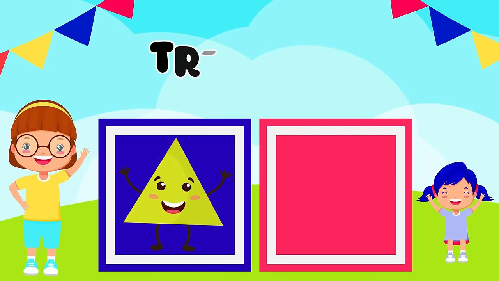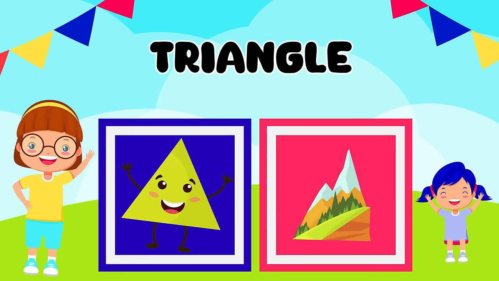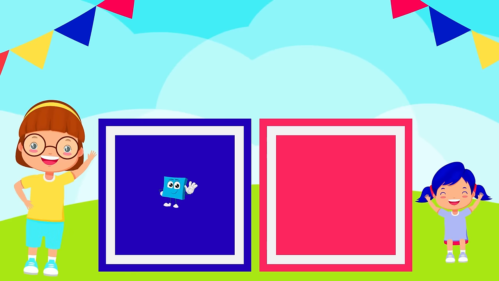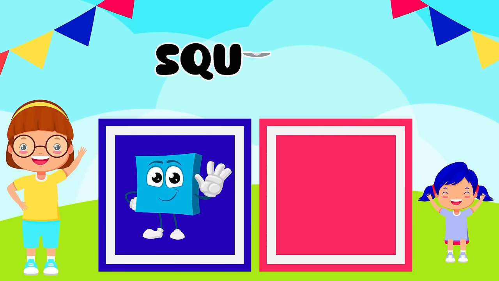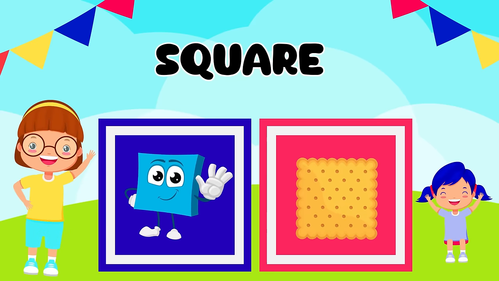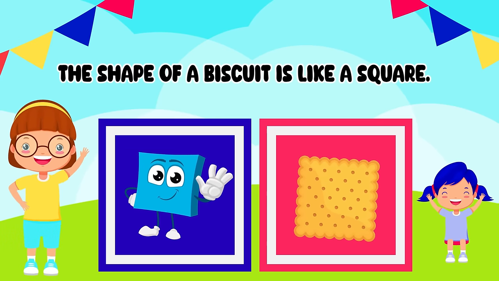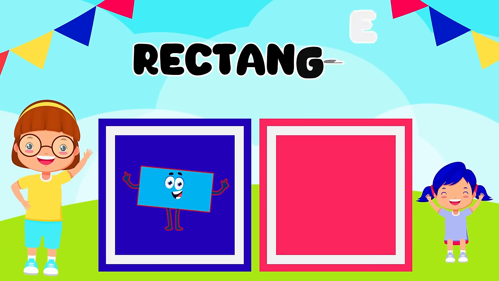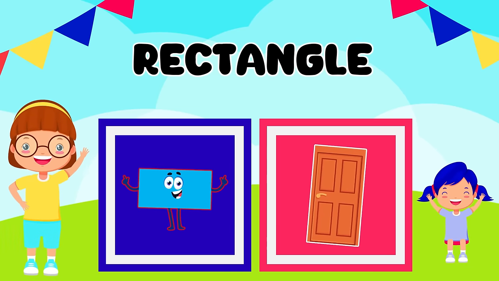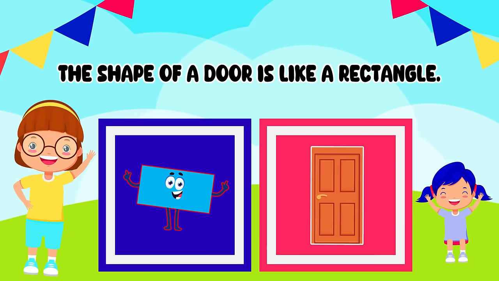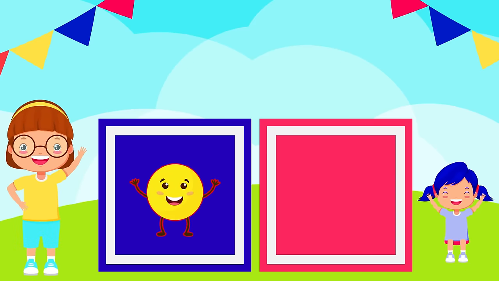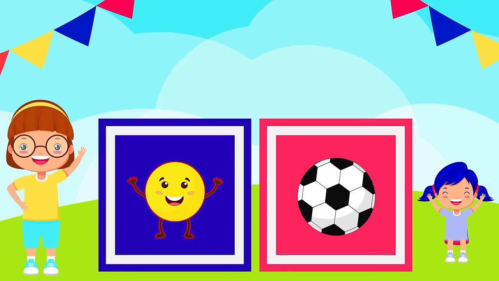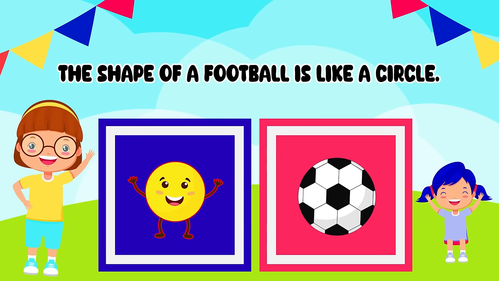Triangle. The shape of a mountain is like a triangle. Square. The shape of a biscuit is like a square. Rectangle. The shape of a door is like a rectangle. Circle. The shape of a football is like a circle.